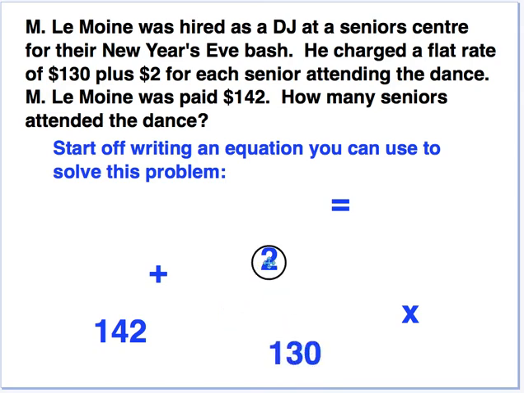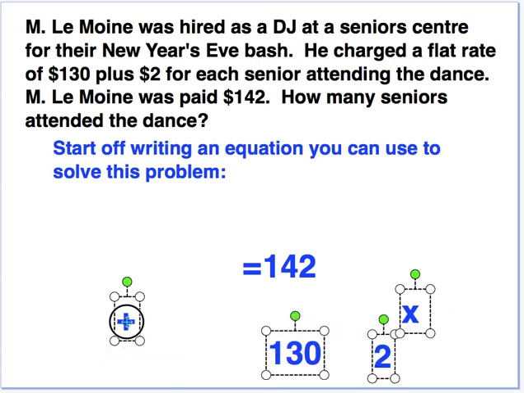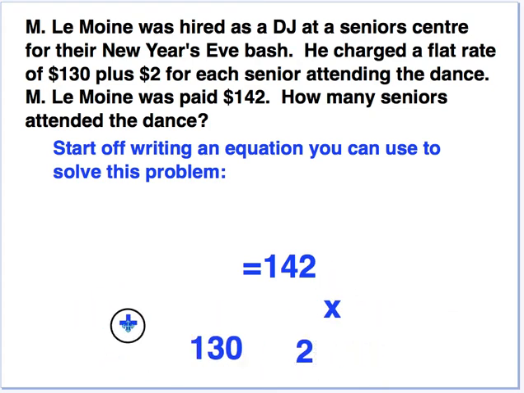Let's start off with that actually. The total amount is $142. That's what his payday was, right? All of the rest of this is going to go on the left-hand side. So let's find out what the variable is. Remember I told you about how much or how many. So here's how many seniors attended the dance.